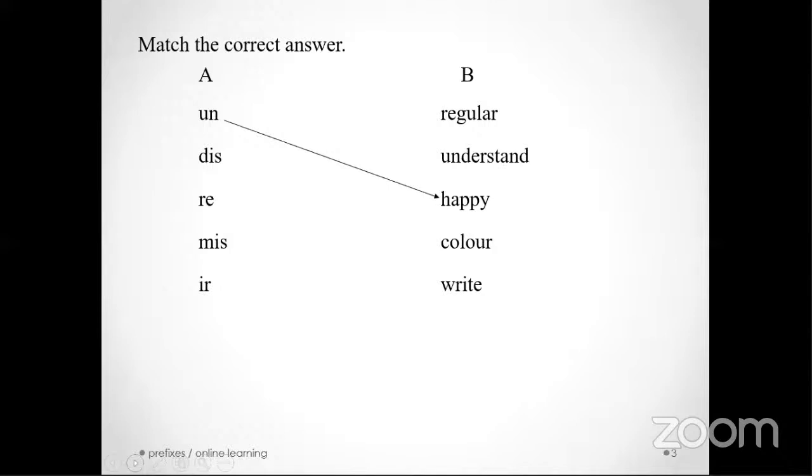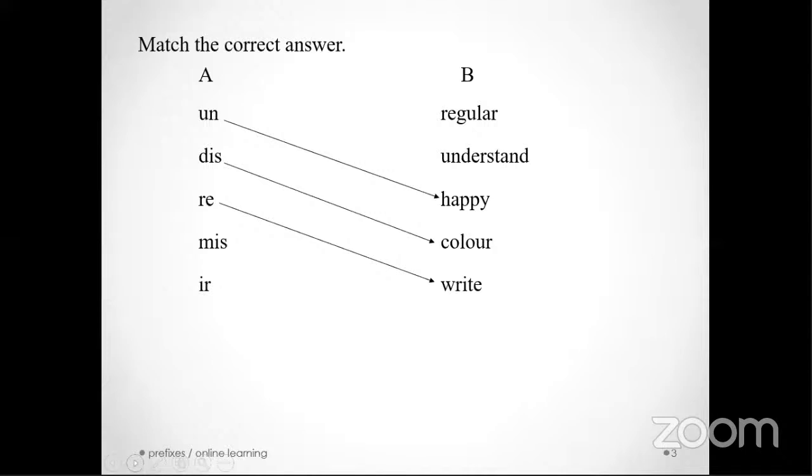And the second one is this. We can match it with the word color, discolor. And the third group of letters is re, and we can match it with the word write, rewrite. And next one, mis.